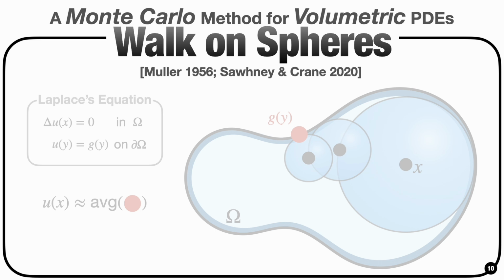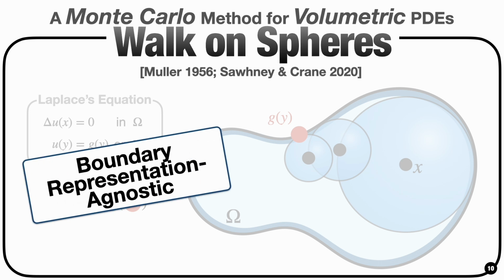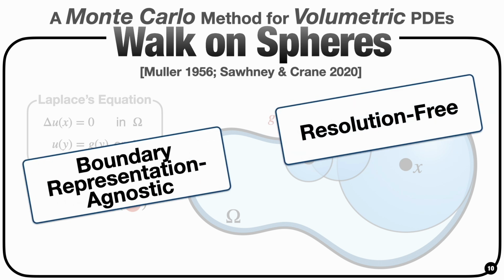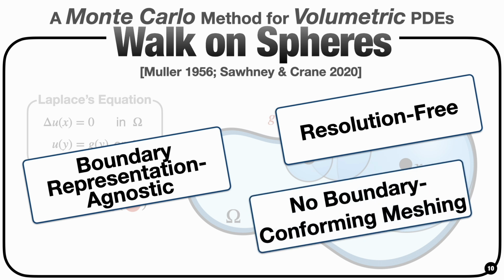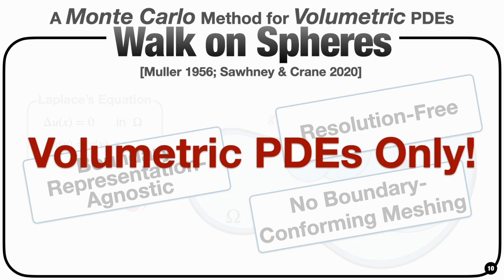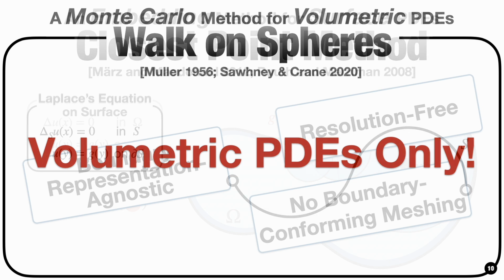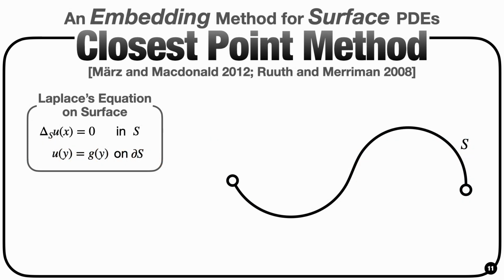This Walking Spheres method is agnostic to the representation of the boundary. It is resolution-free, and it does not require any boundary conforming meshing of the domain. However, Walking Spheres is applicable to volumetric PDEs only. We thus aim to generalize the Walking Spheres method for surface PDEs by borrowing an insight from another method, the closest point method, which is an embedding method for surface PDEs.